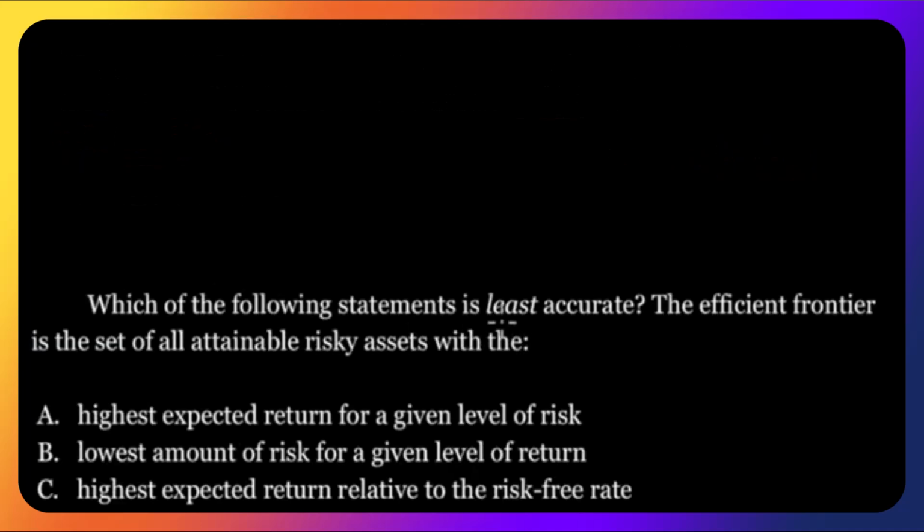Which of the following statements is least accurate? The efficient frontier is the set of all attainable risky assets with the highest expected return for a given level of risk. All right. Lowest amount of risk for a given level of return. All right, so I'm okay with those two, so I'll take C because I'm looking for least accurate. Let's just find out. Highest expected return relative to the risk-free rate. No, that's not what the efficient frontier is at all.